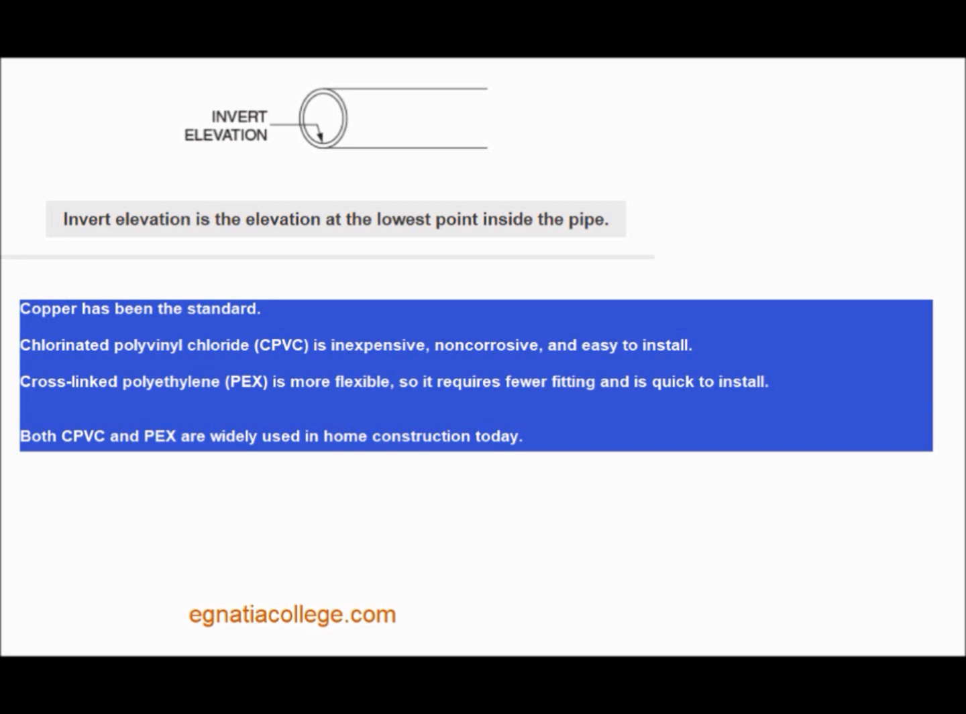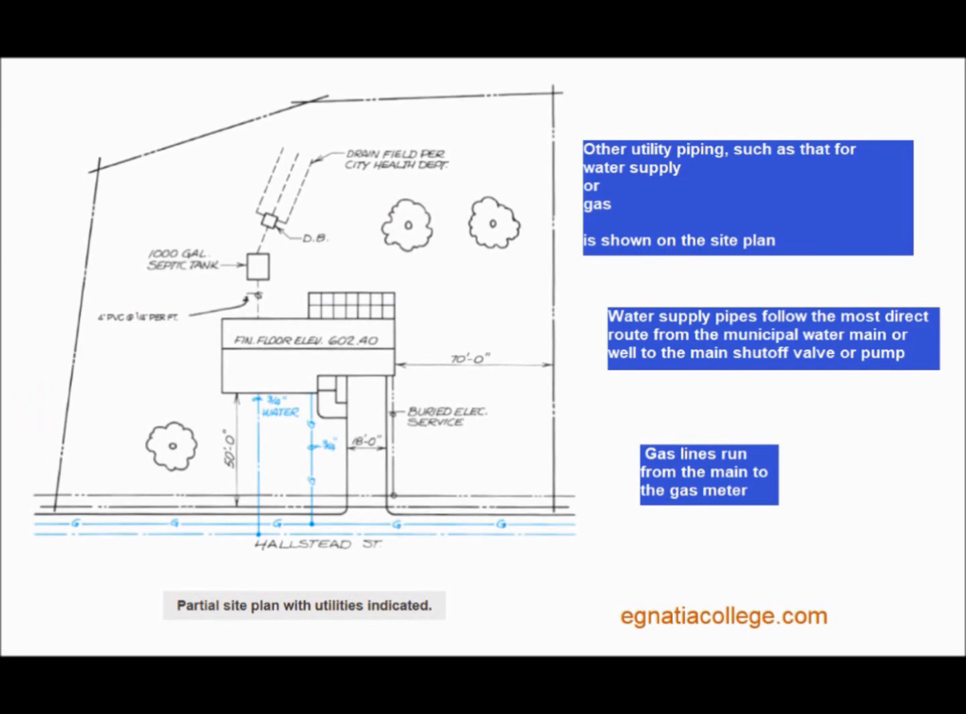Other piping. Other utility piping, such as that for water supply or gas, is shown on the site plan. If these lines will pass beneath the concrete footings or be concealed under a concrete slab, they must be roughed in before the concrete is placed.